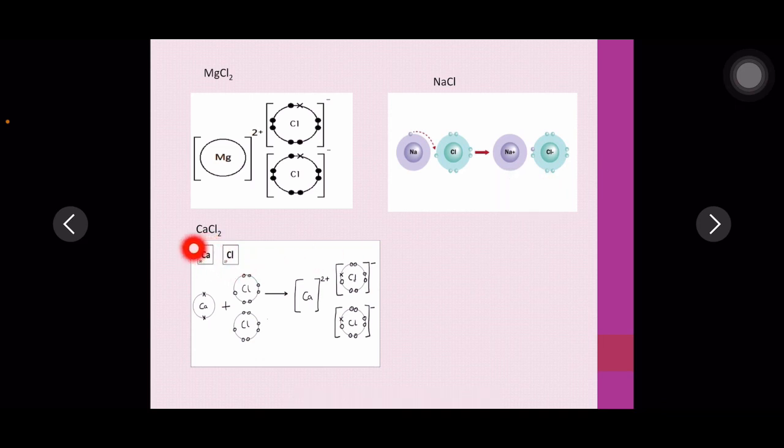Calcium chloride. So each calcium is losing 2 electrons because it is from group 2. Calcium loses 2 electrons and each chloride will accept one electron. So it makes a bond between calcium and chloride. Calcium chloride, CaCl2. This is how you write down the ionic bond formation.